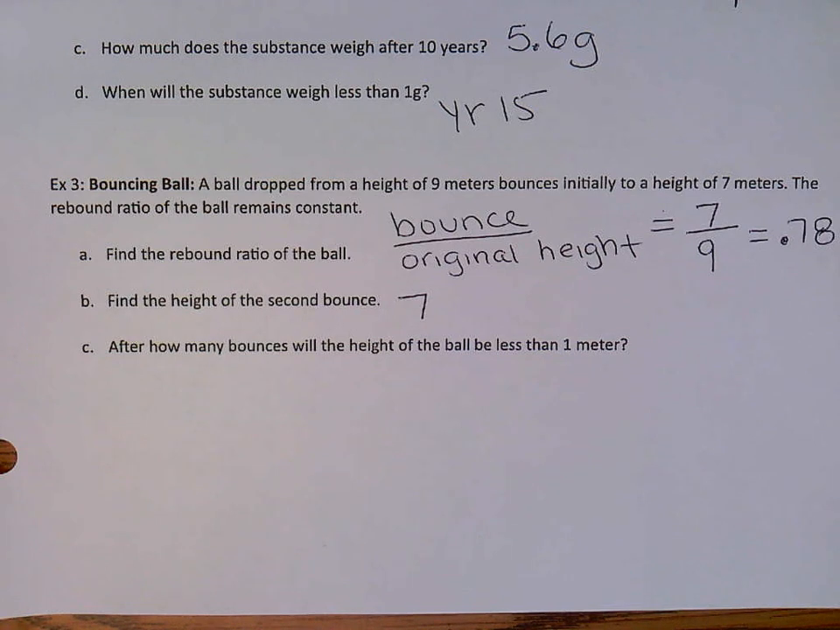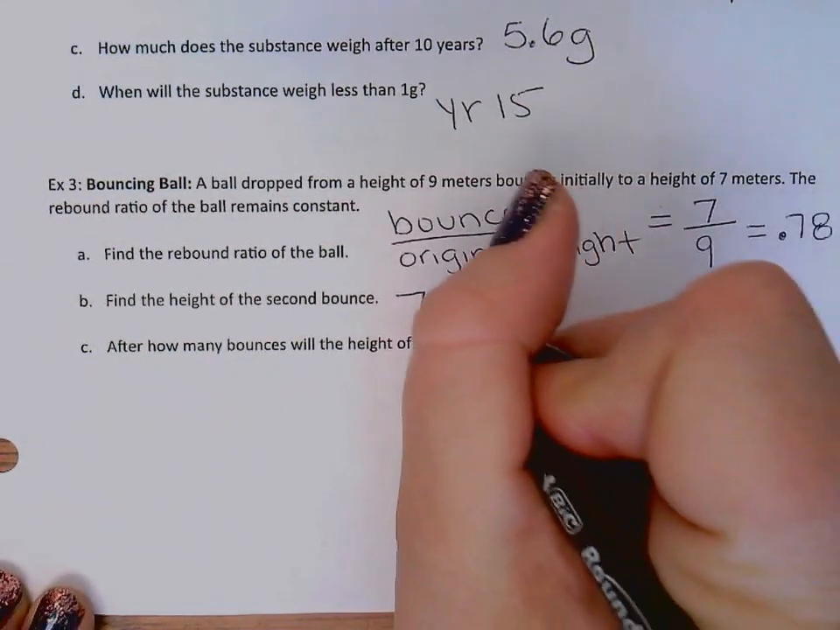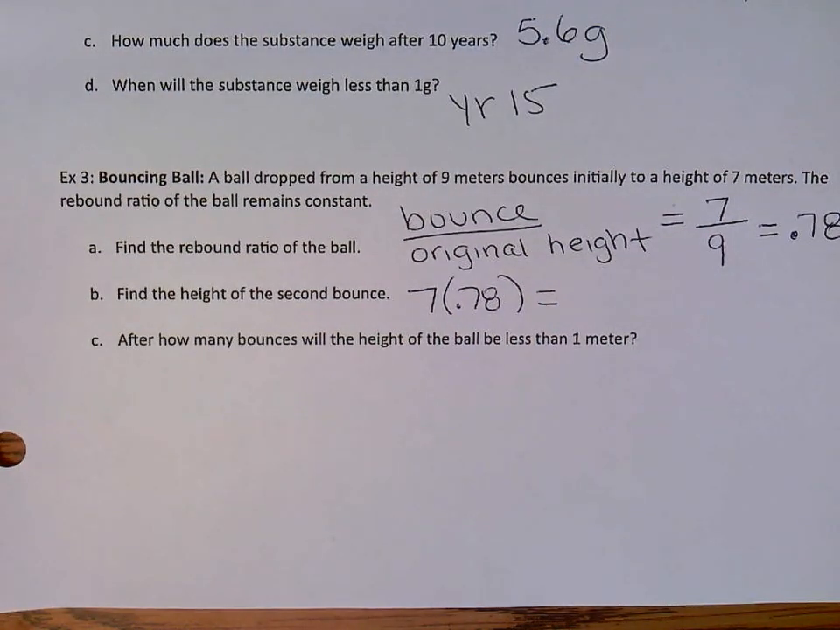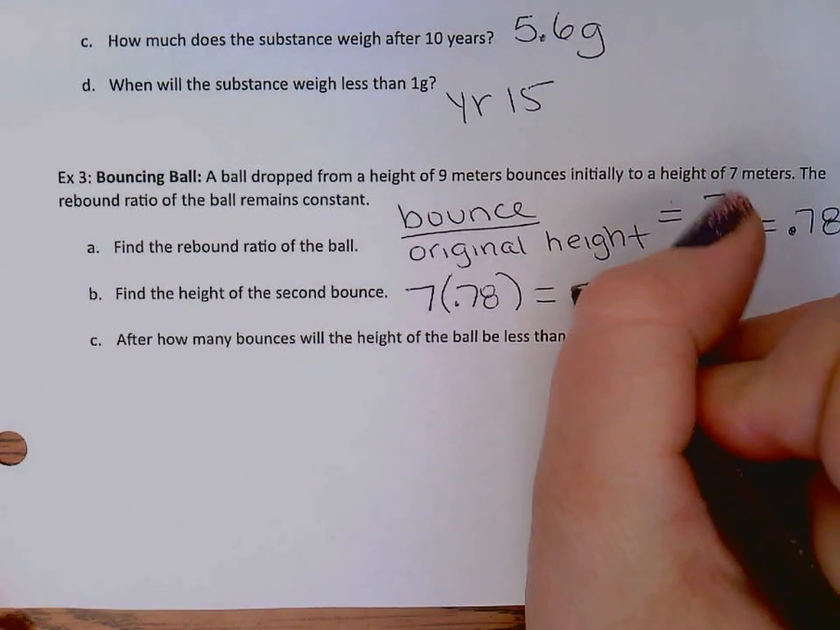Do I multiply by the rebound ratio, or do I multiply by 100 minus the rebound ratio, do you think? What do you think? You want to multiply by the rebound ratio, right? That is telling you the ratio of the height each time. So you have to know when to subtract from 100 and when to just leave it. So 7 times 0.78, about 5.5 or 5.46.